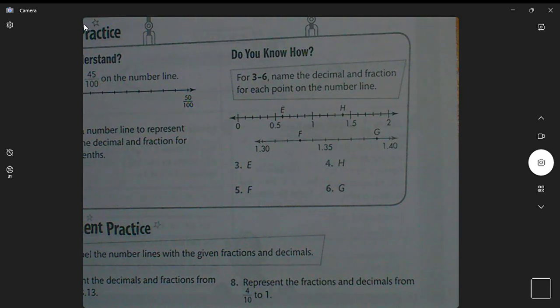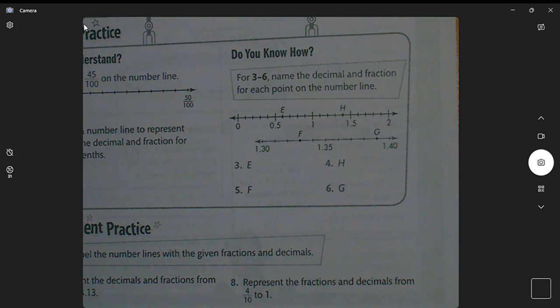Hey, and welcome back. Today we're going to be locating decimal points on a number line. Now, I do love number lines when I'm working with decimals because it helps me to see exactly where my decimal falls. I have tenth places and hundredth places. The difference between the two is where the digit stops.